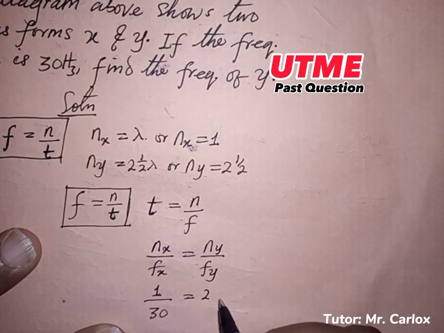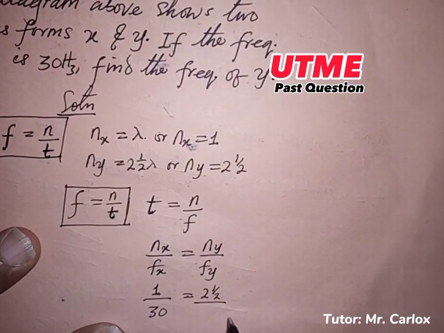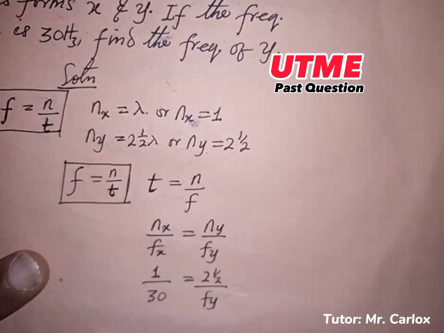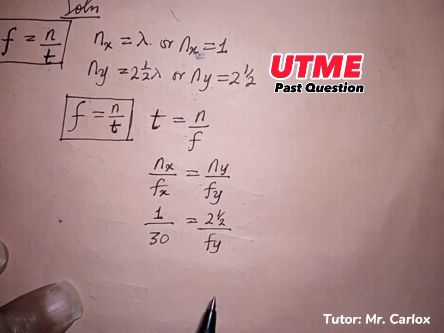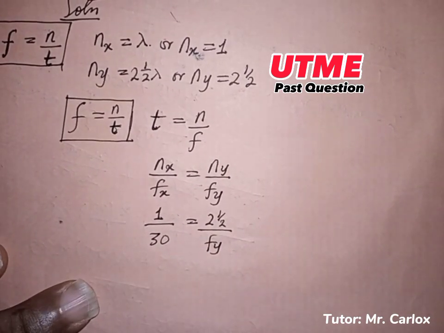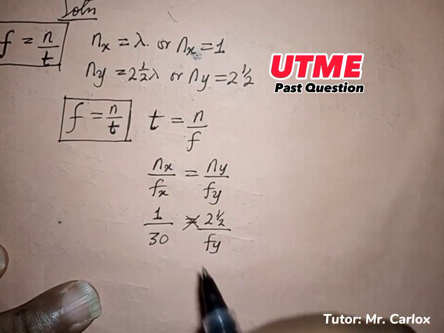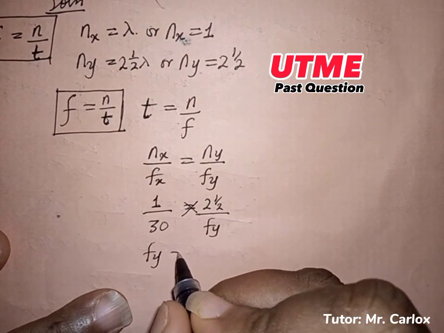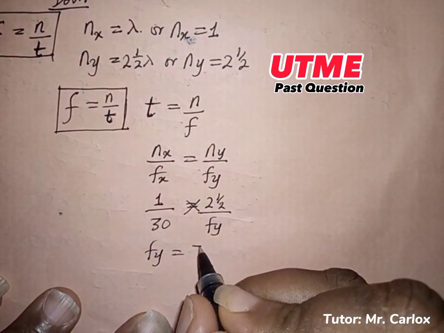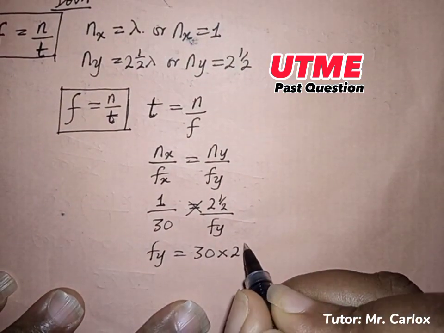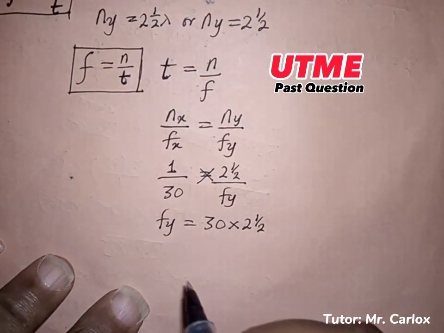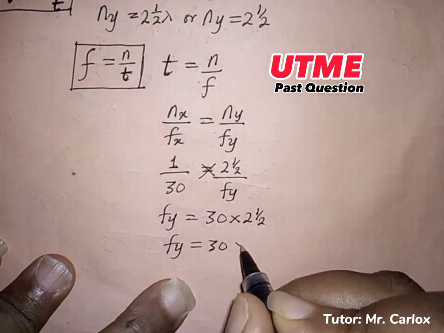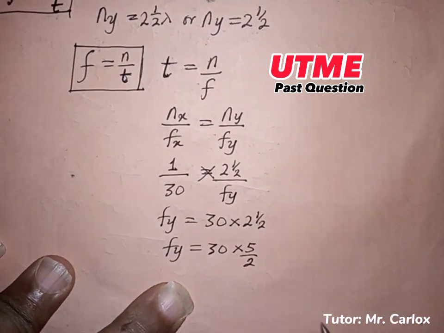So I have 2.5 all over f of y. We are asked to look for the frequency of y in the wave movement. So 2.5 is 5 over 2, and we can multiply this way. So f of y, the frequency, is equal to 30 multiplied by 2.5. Mathematically, my f of y will be 30 multiplied by 5 over 2.